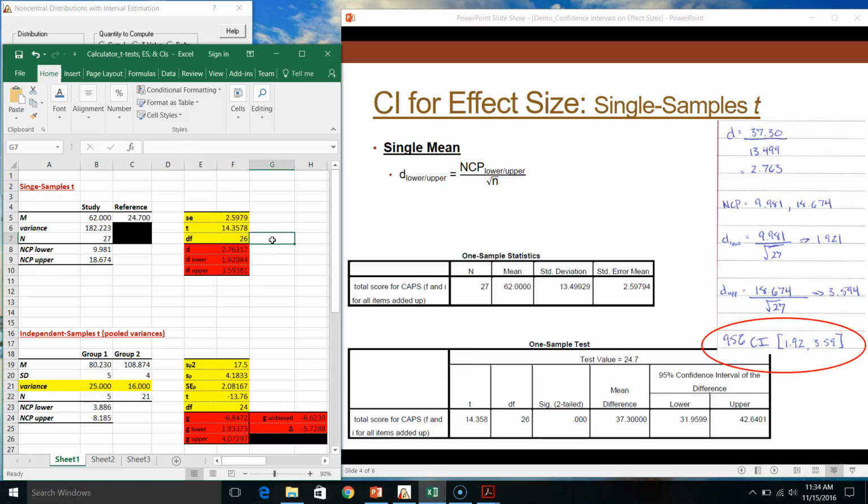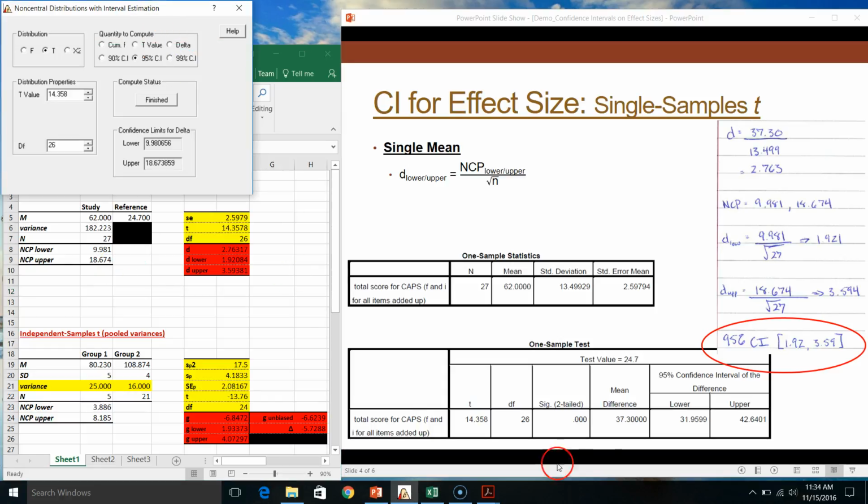This is nice to have, this calculator or spreadsheet set up, so as you go through working on your projects and things like that, you just have this all set up, you know it's correct, and then you can just use this to calculate things quickly and easily. So that was our example of our single sample test.